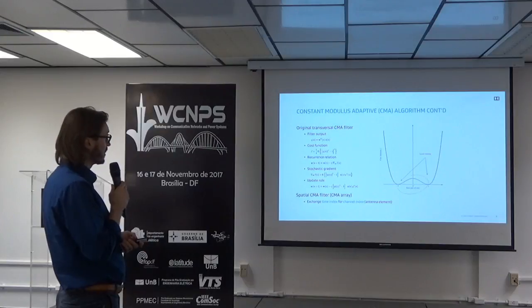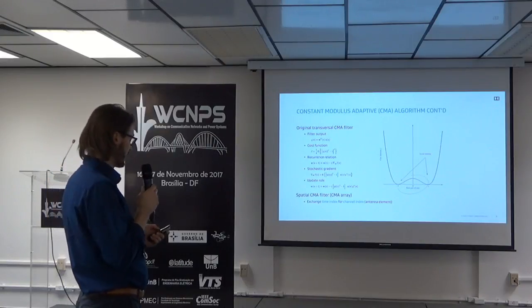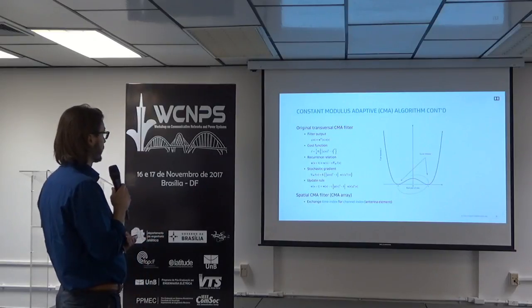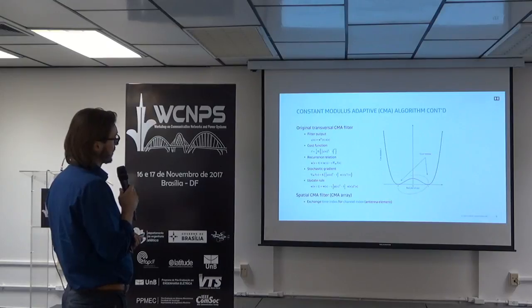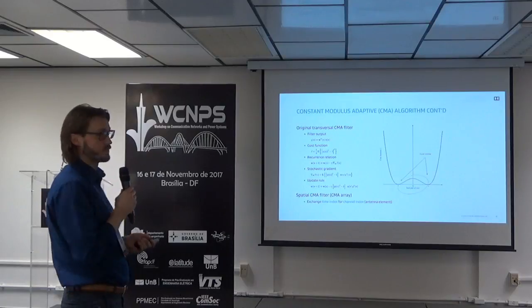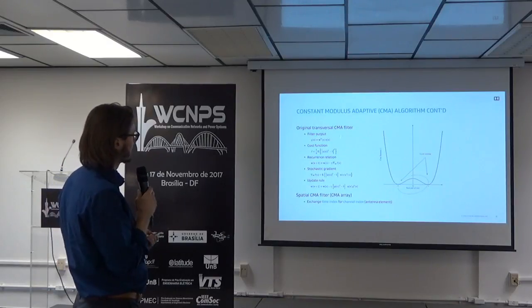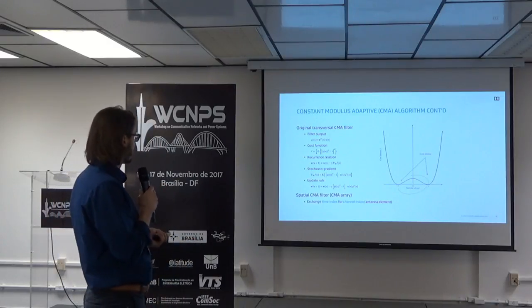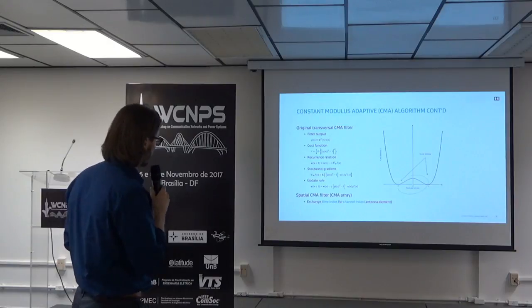Again, this is the single channel transversal CMA filter, and this is the cost function as it is defined here. So it's an adaptive filtering algorithm. The cost function tries to minimize the deviation of the output from one, which would be the constant modulus, and it's squared to make it a convex problem, so you can have a unique solution. And so you use a recurrence relation, very standard. You can use stochastic gradient descent for the update rules, and you can use an approximation, just leaving out the expectation operator here.